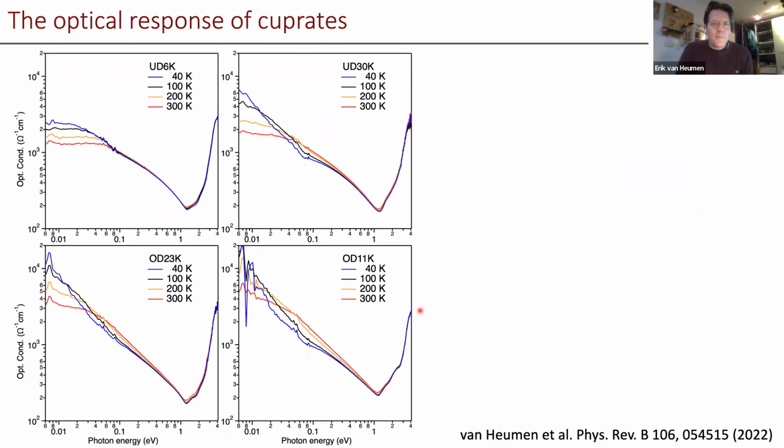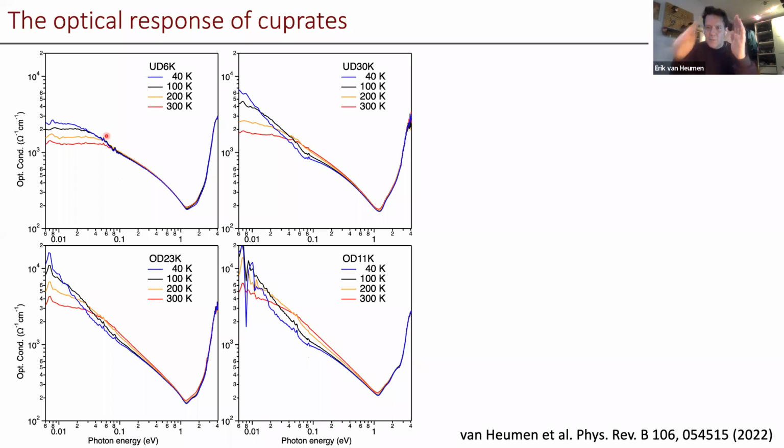All right, so here are 4 representative sets of spectra, starting on the underdoped side, going close to the most overdoped crystal. Basically, you see a Drude response at low frequency. So you see this plateau here. This is on a log scale.